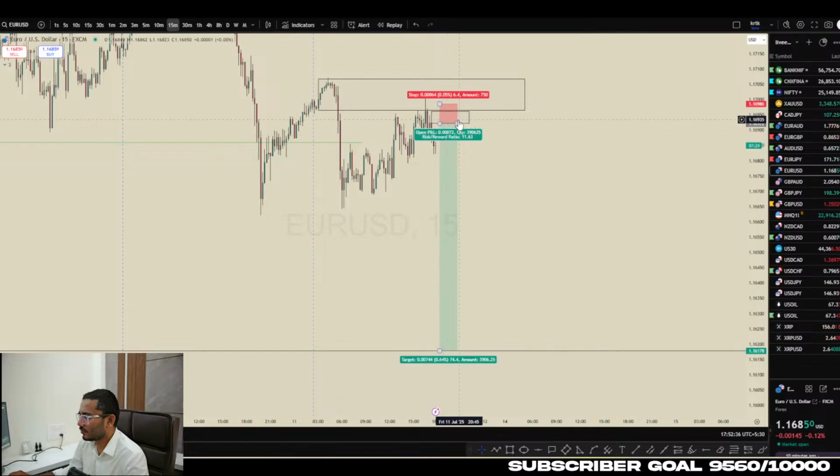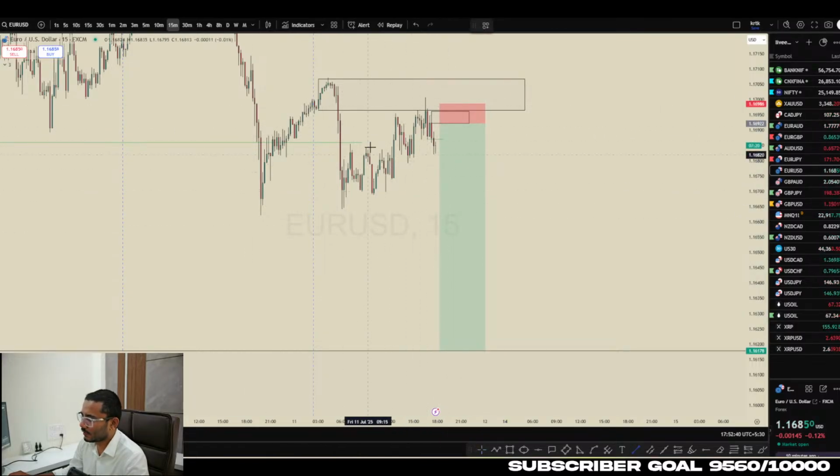this next demand zone. The first target will be the next liquidity area, like the inducement point. So price swept out this liquidity and broke the structure. Not this, but this will be our first target.